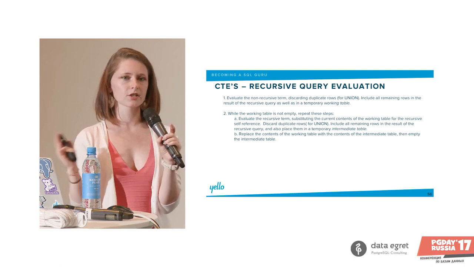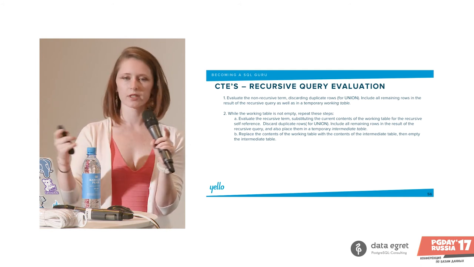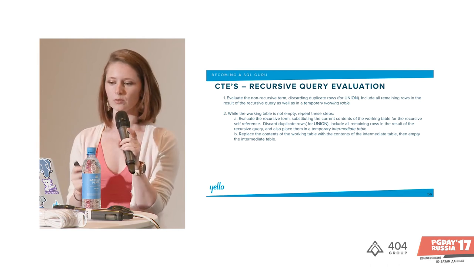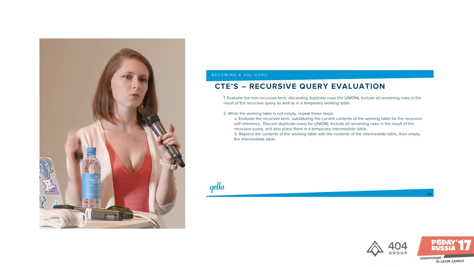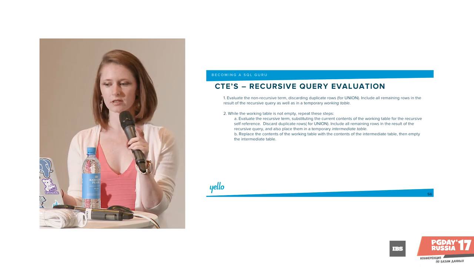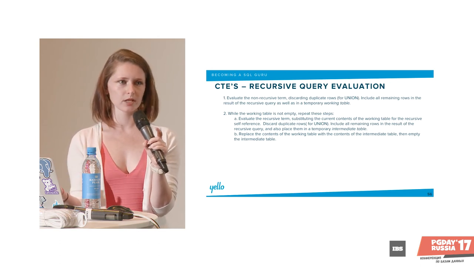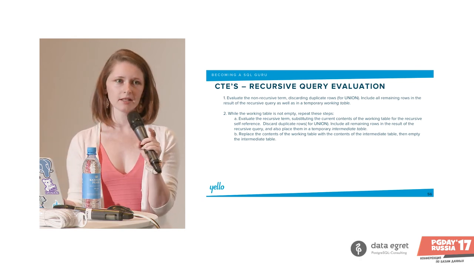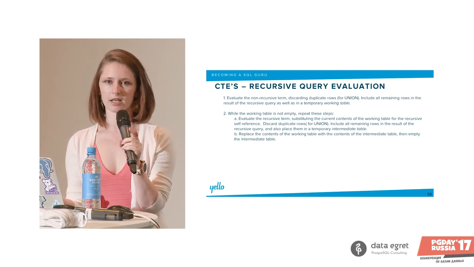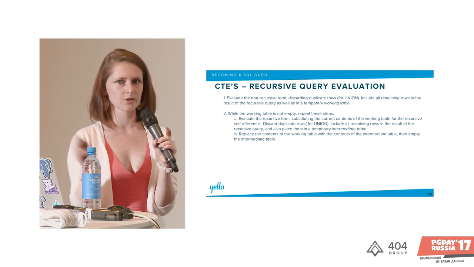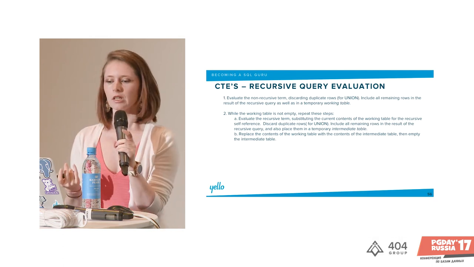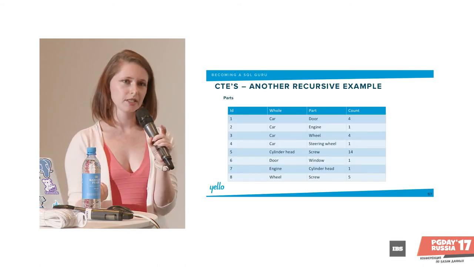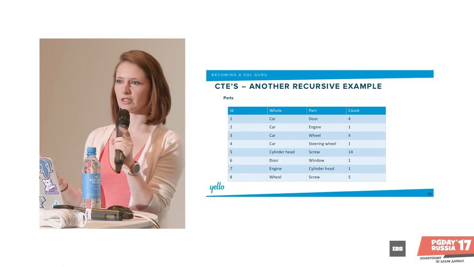Then, as long as there's something in our working table, we cycle through these two steps. We go through and we evaluate the recursive term where we substitute the content of the working table for the self-reference. We again remove duplication if we're using union, and then we take the output of that and put it into an intermediary table as well as the results table, or the results folder, let's say. We then replace our working table contents with the intermediate table contents and clear the intermediate table.